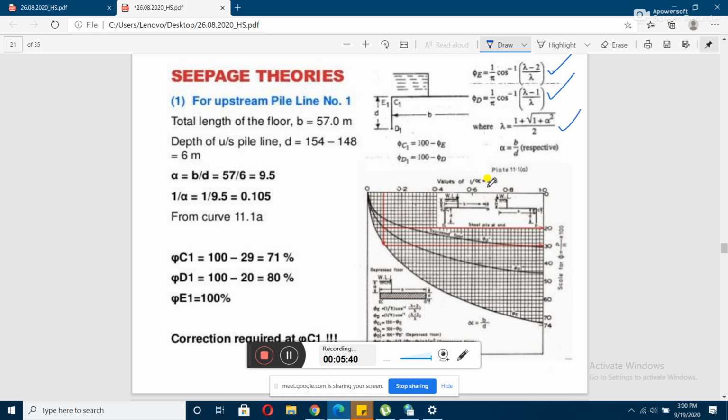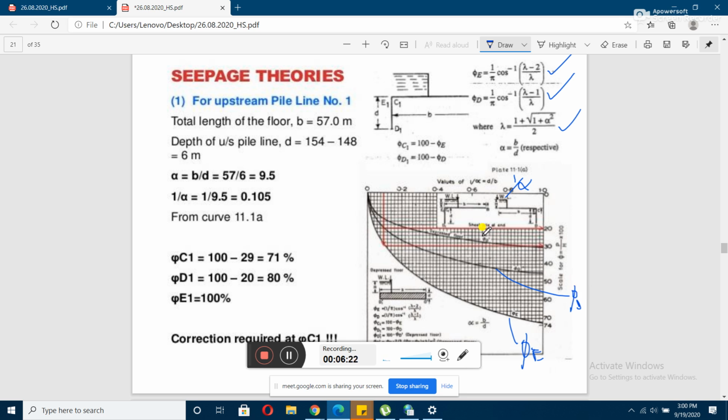For the graph, there is a graph. I don't know how much you will be able to understand, because if you don't see the graph, I don't think there will be a clearer vision of it. But anyways, if you look at the graph, you can easily understand that this axis represents 1 by alpha. Okay, this axis represents 1 by alpha, and these are the graphs. This is the graph for phi e, and this is the graph for phi d. Okay, so these are the graphs.